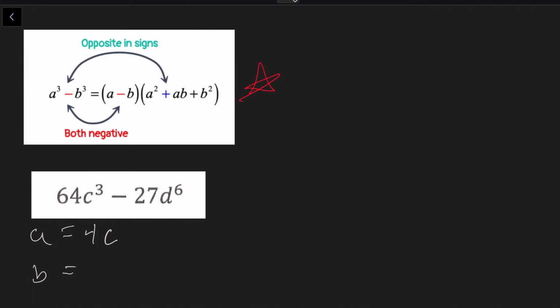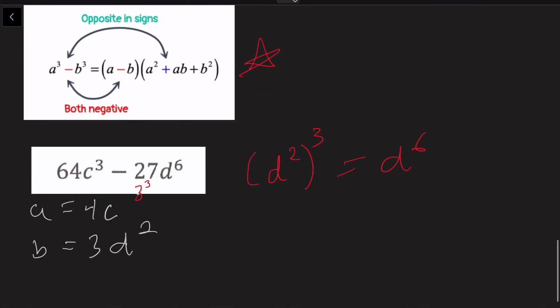Now, what cubed is 27? Well, 3 cubed is 27. Now we have a d to the 6. Well, d to the 6 is not a cube, but d squared cubed is equal to d to the 6. So we're going to have d squared cubed is equal to d to the 6th. That means our b value is going to be 3 times d squared. Now that we have our a and our b value, we can plug them back into our equation.